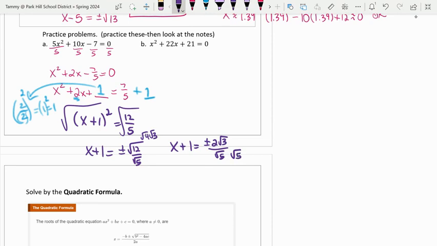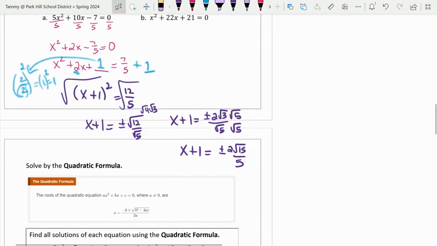Rationalize the denominator, so multiply the top and bottom by square root of 5. So x plus 1 equals plus or minus 2 square root of 15 over 5. So multiply 3 times 5 and get 15 here. Finish this out, move the 1 over, so my final answer is x equals negative 1 plus or minus 2 square root of 15 over 5.